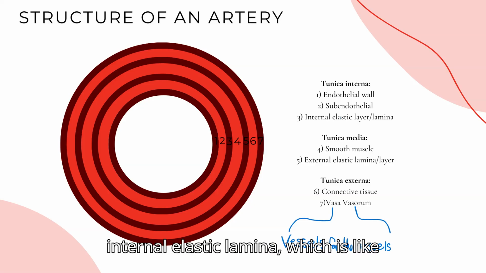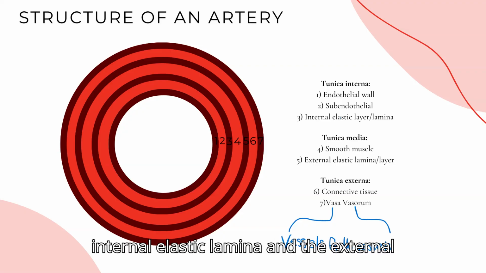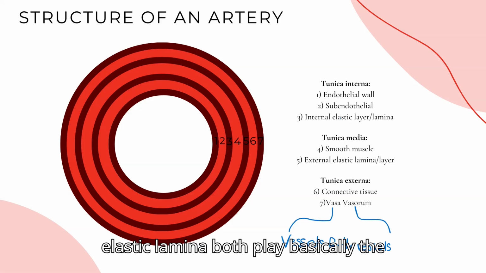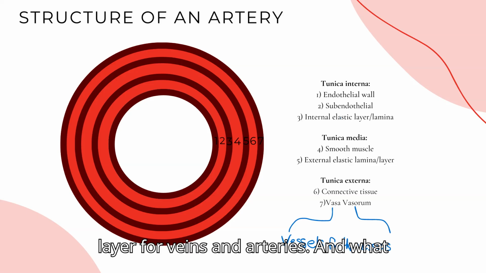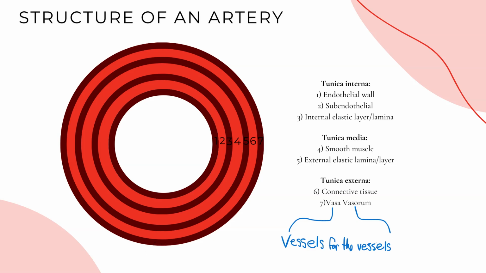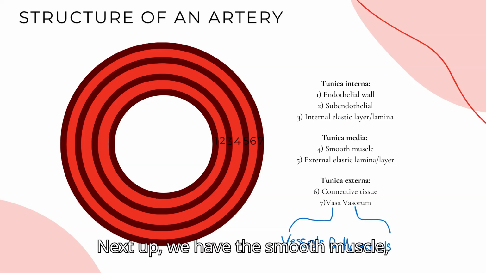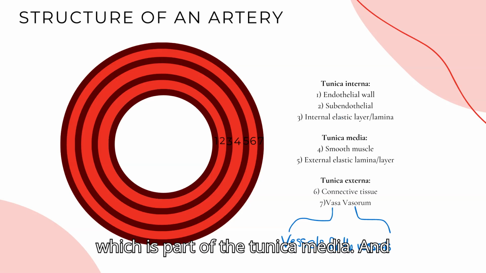Third up, we have the internal elastic lamina, which is like the flexible layer. And so the internal elastic lamina and the external elastic lamina both play basically the same role, which is to act as a flexible layer for veins and arteries. And what this does is to make sure that the arteries and veins can adapt to its needs and its surroundings. Next up, we have the smooth muscle, which is part of the tunica media.